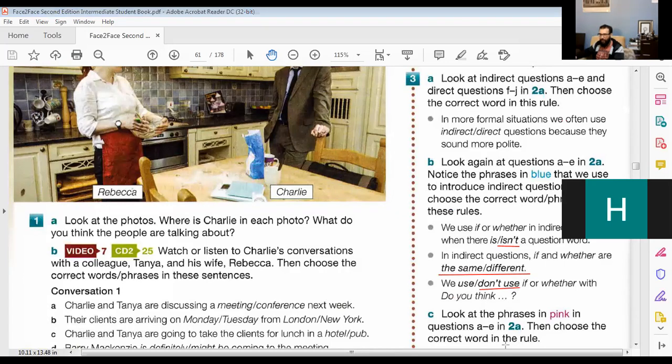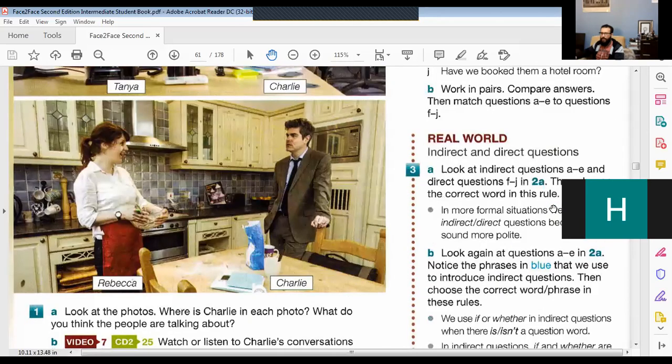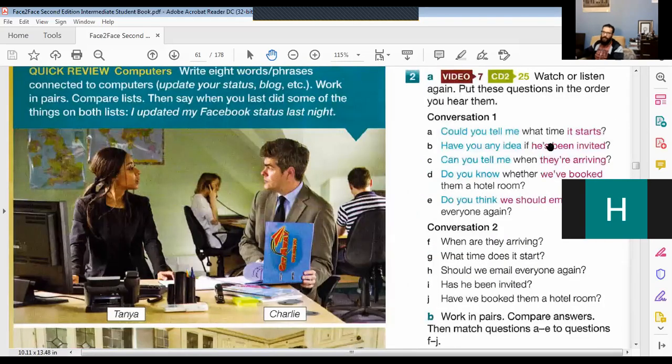But before we do that, this time they want us to look at the pink phrases, and then they need us to answer the rule, because we also have a group of rules here in part C. So let's take a look at the pink phrases. It starts, he's been invited, they're arriving, we've booked, we should email. So these are the pink phrases.